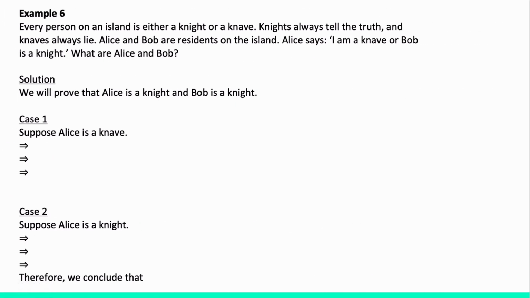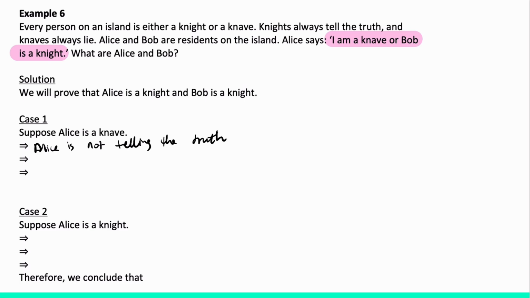All right, we're finally going to apply it to our favorite scenario, which is about Alice and Bob, residents on an island where there's knights and knaves. So this time, Alice is going to say, I am a knave, or Bob is a knight. We're going to split it up into cases as we did last time. So suppose that Alice is a knave. So if Alice is a knave, then Alice is not telling the truth, which means the statement that she says needs to be negated.